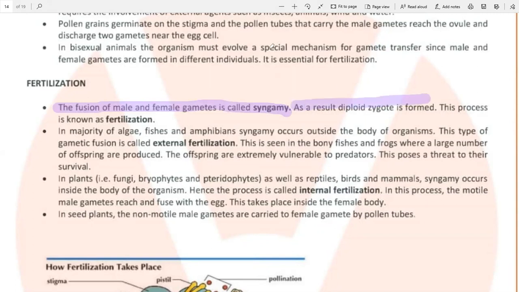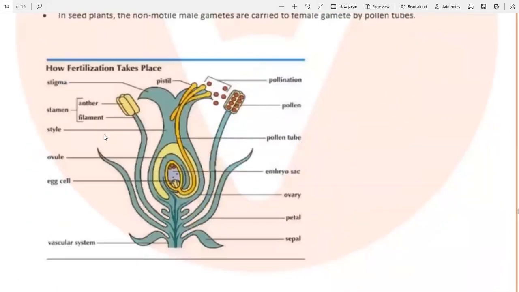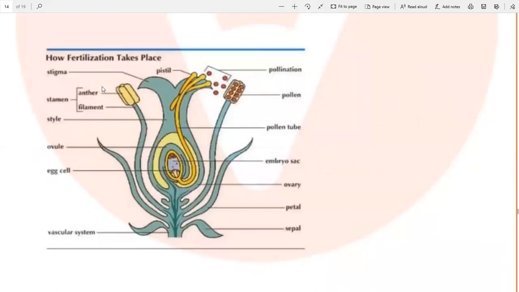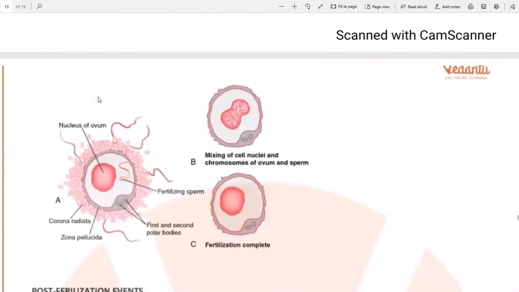Diploid is very simple to understand: one female and one male, n and n, when they cross, then it forms a 2n zygote. Zygote is always 2n. This process is known as fertilization. How fertilization takes place is shown in this diagram.